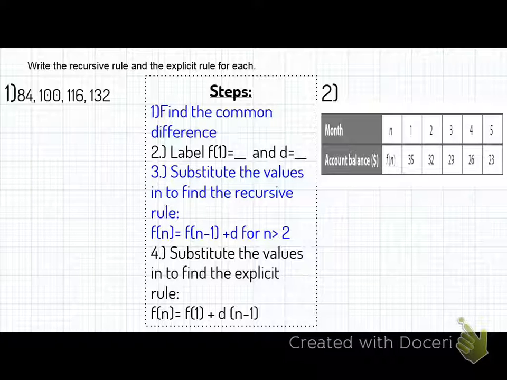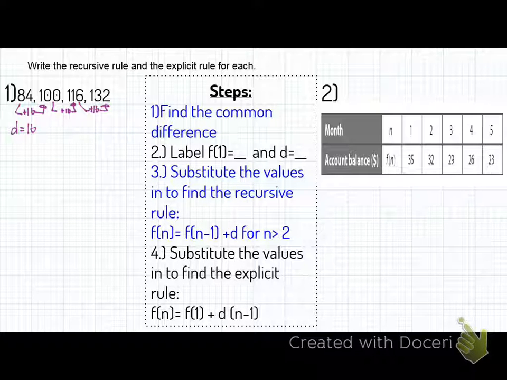Okay, so here we go, numbers 1 and 2. So here's the sequence: 84, 100, 116, 132. What's happening at each number, everyone? It goes up by 16, right? So I'm adding 16 each time to get the next number. Y'all see that? Okay, good. So then we're saying our common difference is 16, okay?